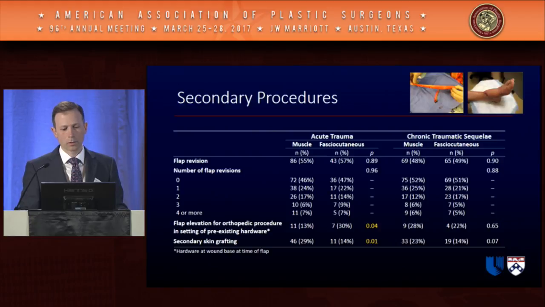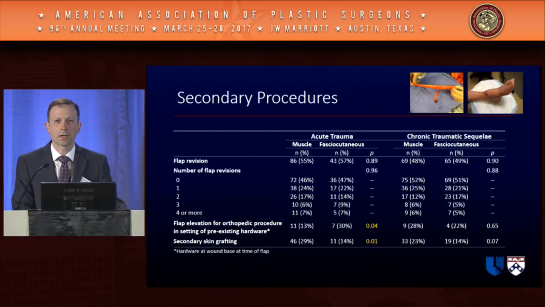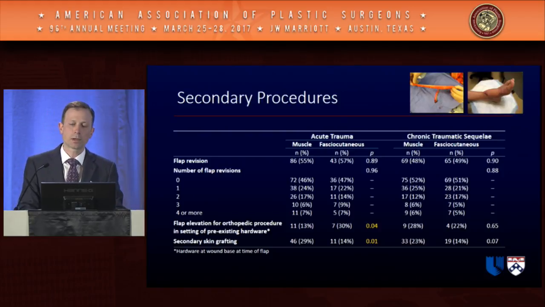A lot of these patients will require secondary procedures. There was no difference in the number of flap revisions between muscle or fasciocutaneous flaps. If you did have a fasciocutaneous flap, however, you were more likely to have this flap elevated to allow for a secondary orthopedic procedure. But this is likely a result of selection bias, picking a fasciocutaneous flap for those patients that we anticipate will need secondary orthopedic revisions.